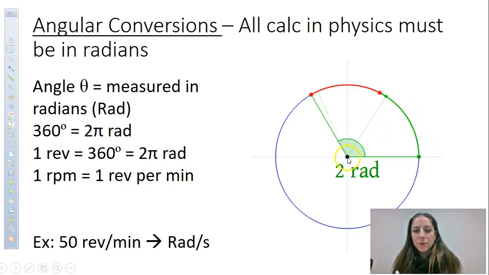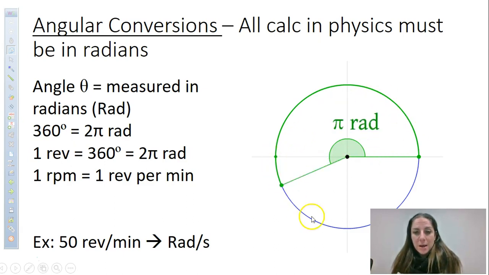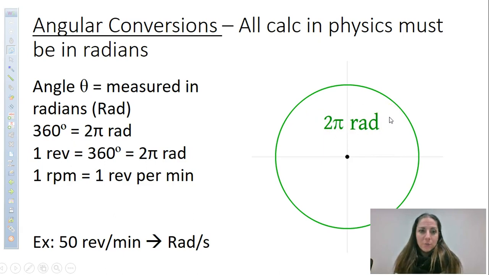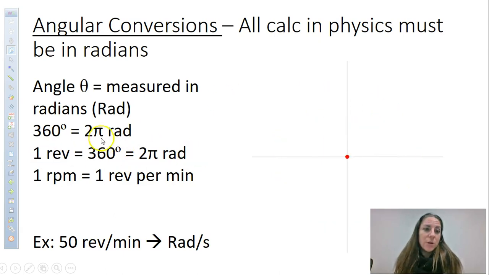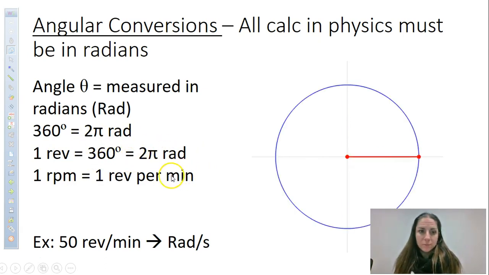So notice that we need 1, 2, 3, and a little extra piece to make half a circle. So that's the 3.14. That's pi radians. And then we need another pi radians to make a full circle. So that's what 2 pi radians actually represents, which is why we can say 1 revolution is 2 pi radians, which is also why we can say 360 degrees is 2 pi radians.